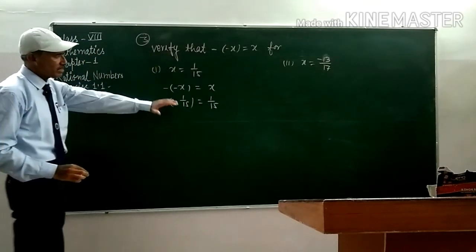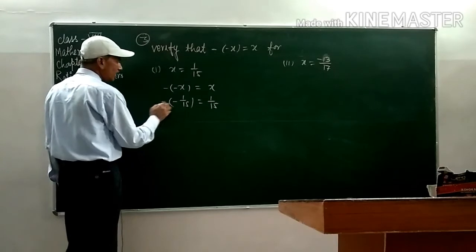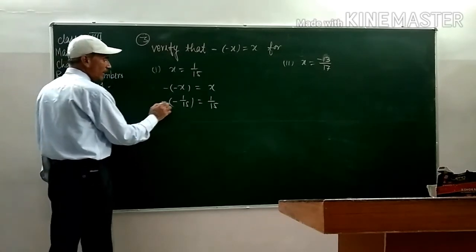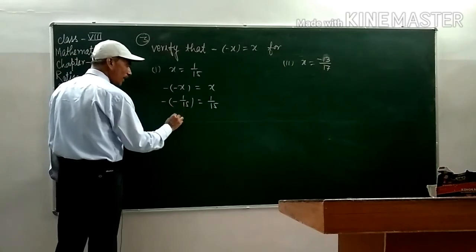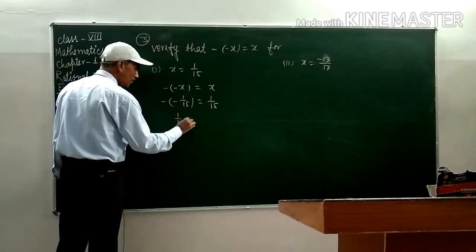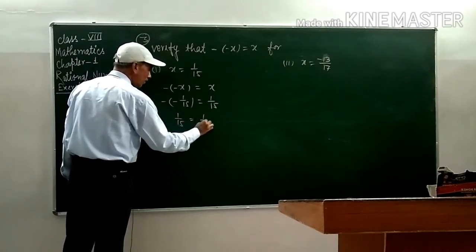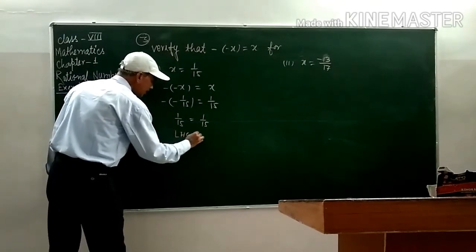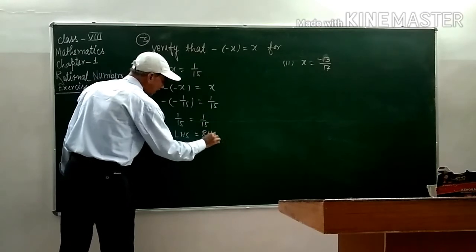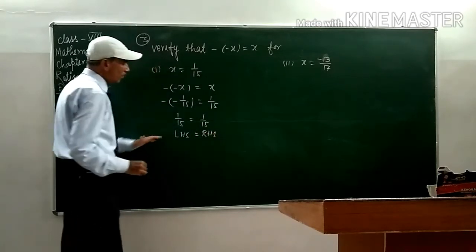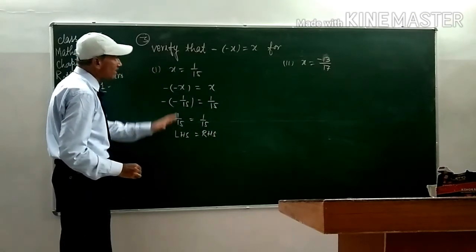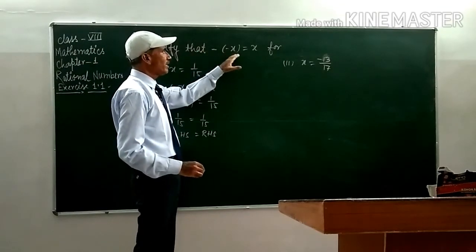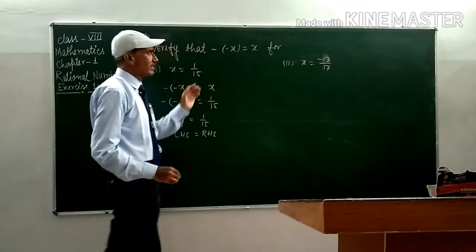Clear student? This is the second step. Now in the third step, we have to multiply this negative with negative. Minus into minus, that makes plus, that is 11 by 15 is equal to 11 by 15. So this left hand side is equal to right hand side. Okay students? So our solution is correct. It means it is verified that minus of minus x is equal to x.